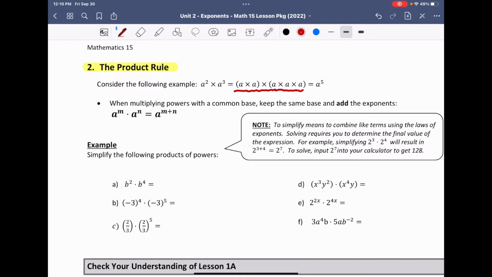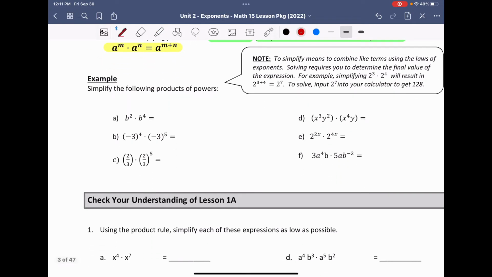So when I do a squared, I'll have 2 a's. When I have a cubed, I have 3 a's. And then when I add them together, I get this a to the 5. Now this brings us to what the product rule is. It says if I have one base and another base, meaning I have a common base, we're going to keep that same base and then add their exponents. So let's see how that applies directly in an example below.